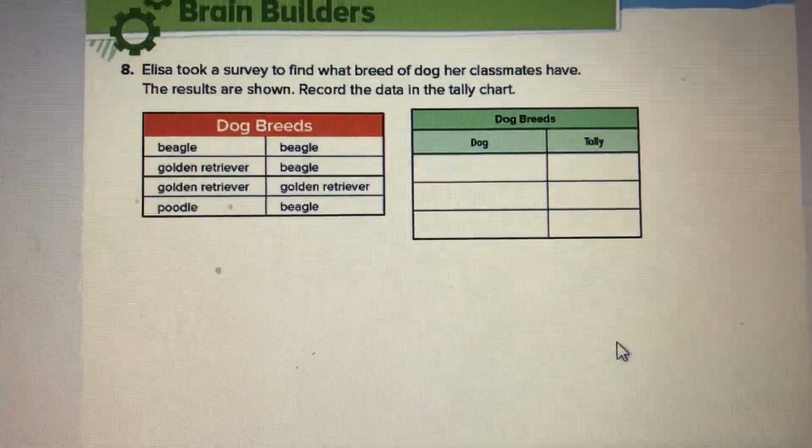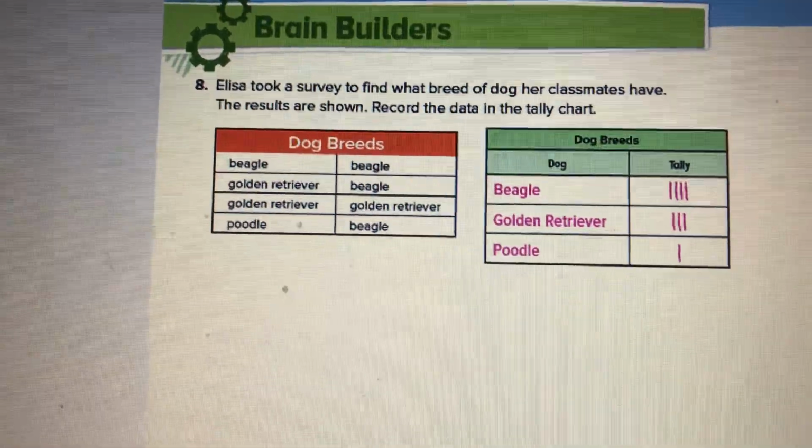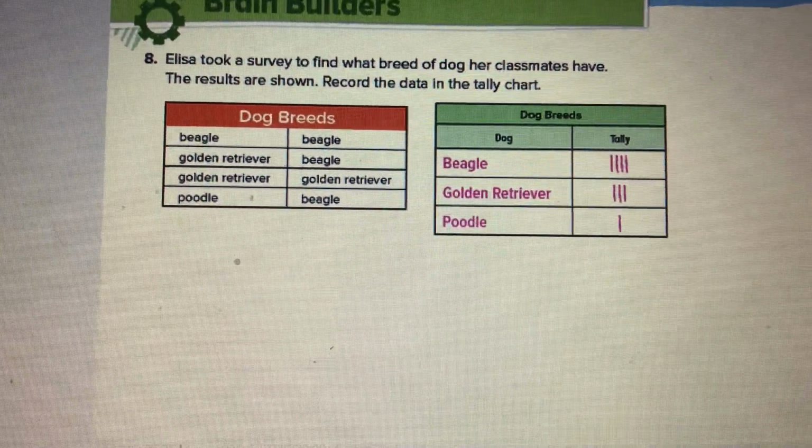So see if you can figure this one out, and then check your answer. Make sure you get everything recorded properly. Make sure you've got your tally marks written in right.